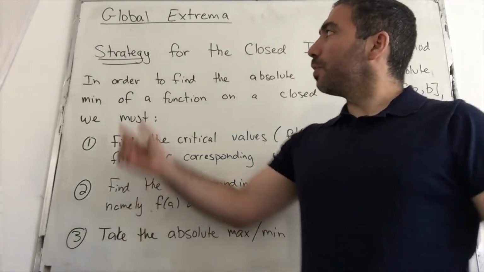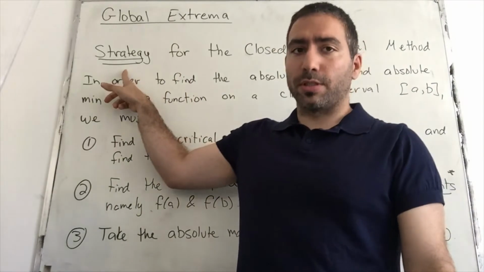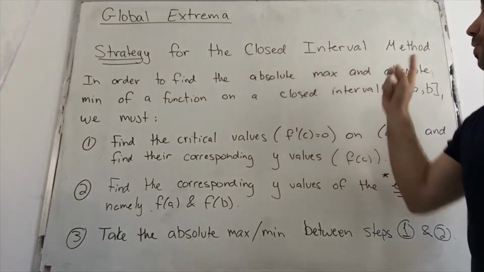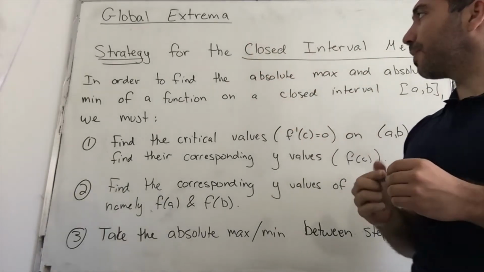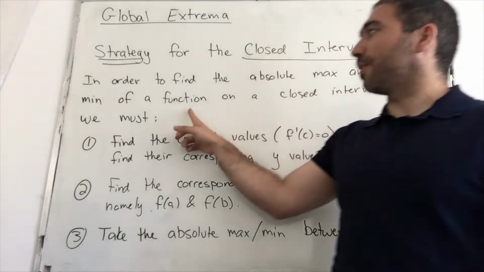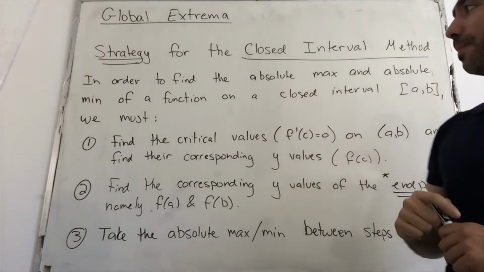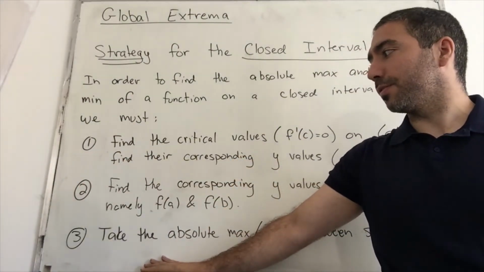Okay, so here we have our strategy to find the absolute max and the absolute min on a closed interval. We call this the strategy for the closed interval method. In order to find the absolute max and the absolute min of a continuous function on a closed interval [a, b], we follow the following three steps.